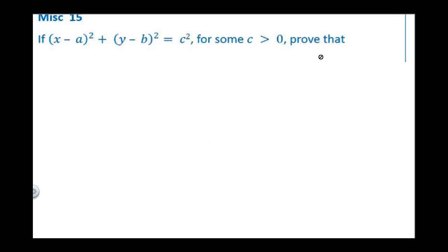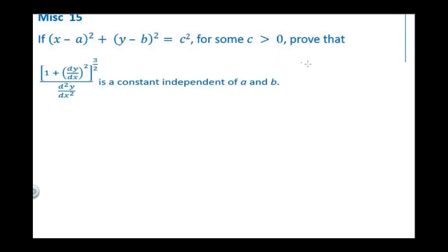We have to prove that [1 + (dy/dx)²]^(3/2) divided by the second order derivative of y is independent of a and b. So it is mandatory, or necessary here, to find dy/dx, its square, and the second order derivative. Let us find that.